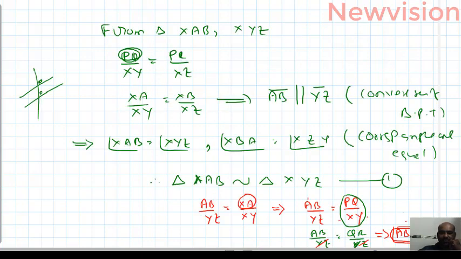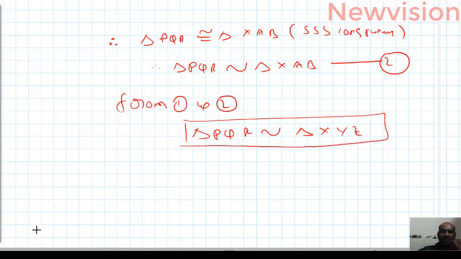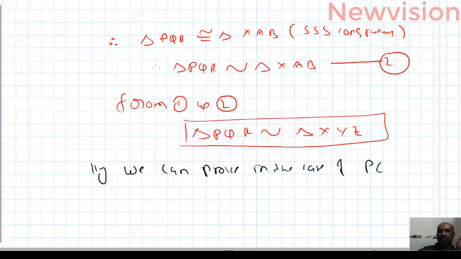Observe 1 and 2. What is 1? What is 2? I will show you. What is 1? XAB similar to XYZ. Now PQR similar to XAB. What is the meaning of that? Triangle PQR is similar to triangle XYZ. Okay, this only you want. This is the condition PQ less than XY case. Similarly, we can prove in the case of PQ greater than XY.